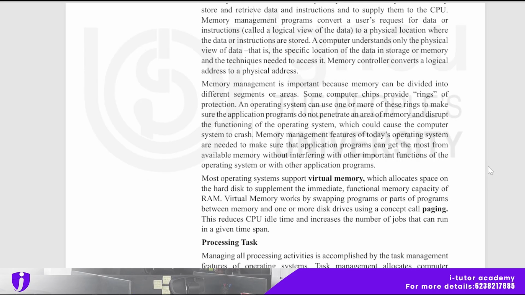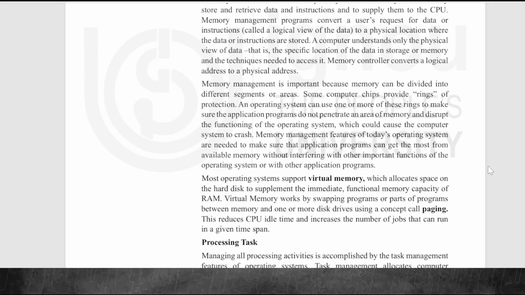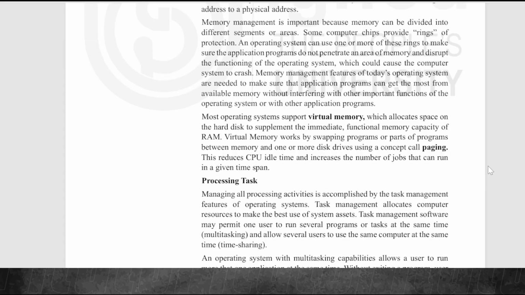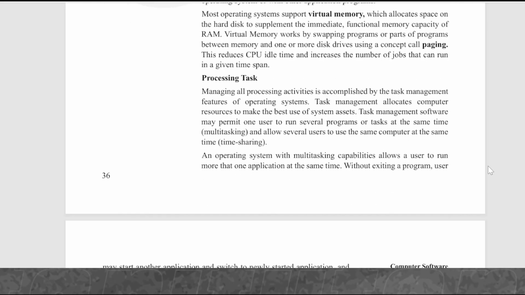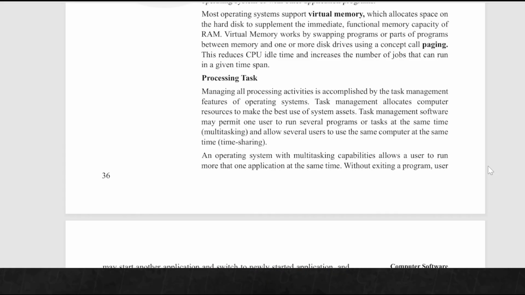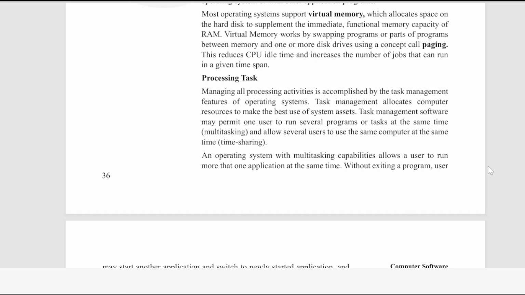Virtual memory works by swapping programs or parts of programs between memory and one or more disk drives using a concept called paging. Okay, and the processing task. What is the processing task? Managing all processing activities is accomplished by the task management features of the operating system. Task management allocates computer resources to make the best use of system assets.